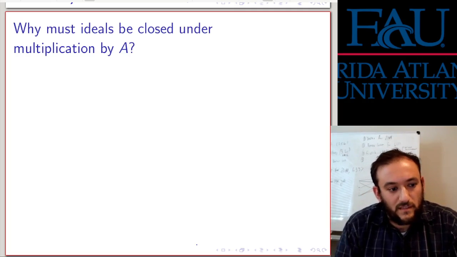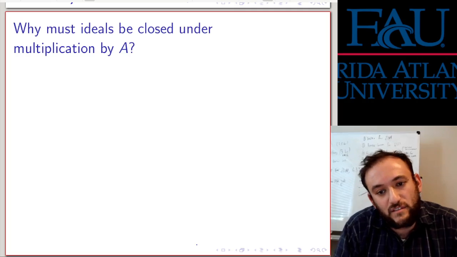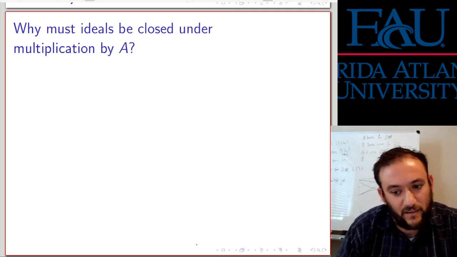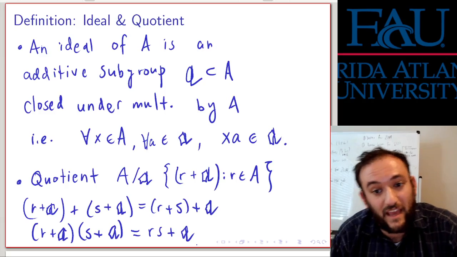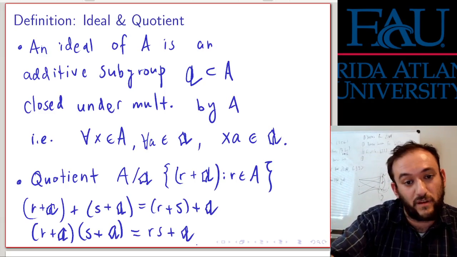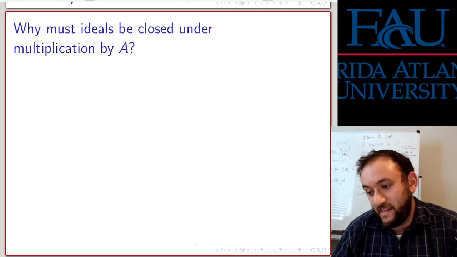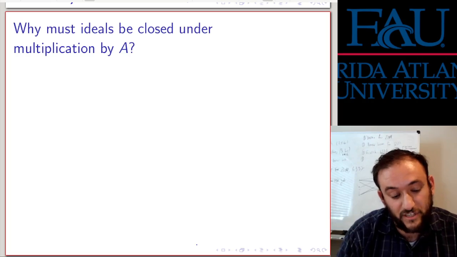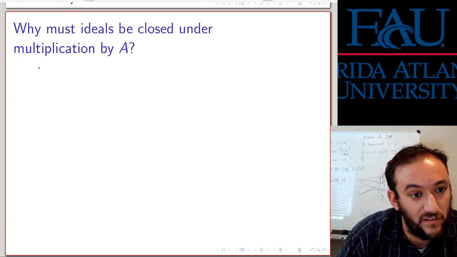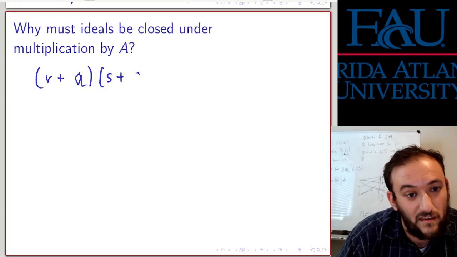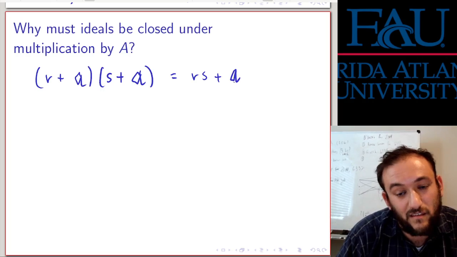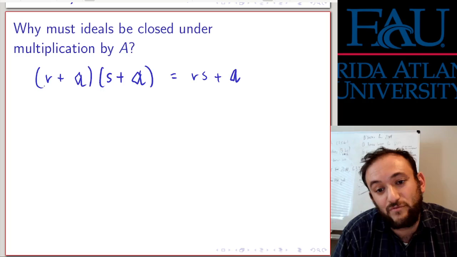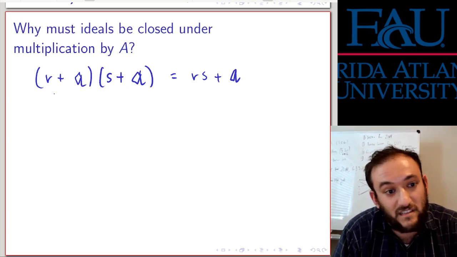So a natural question to ask is, why must the ideals be closed under multiplication by A? Why isn't it enough that an ideal should be an additive subgroup? That'll be an important object to study with rings. And the reason is basically so that we can define the quotient and it will be well defined. So in order to have r plus 𝔞 times s plus 𝔞 equal to rs plus 𝔞, this also has to make sense if I take different representatives of each of these equivalence classes.